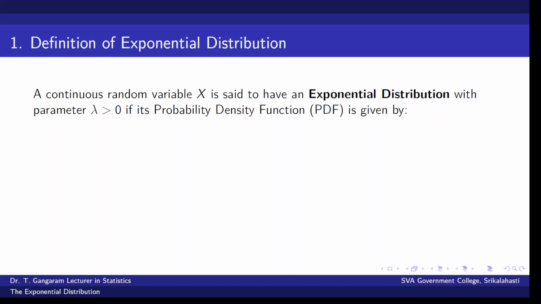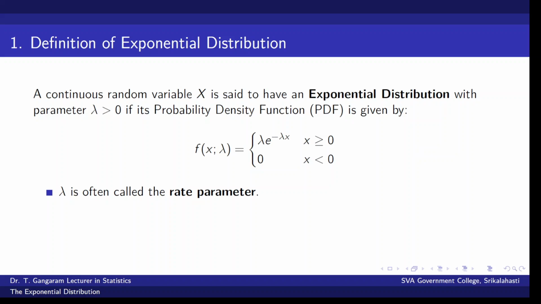The definition: a continuous random variable x is said to have an exponential distribution with the parameter lambda greater than or equal to 0 if its probability density function is given by f of x, lambda, is equal to lambda e power minus lambda x for all positive values of x, and it is 0 otherwise.